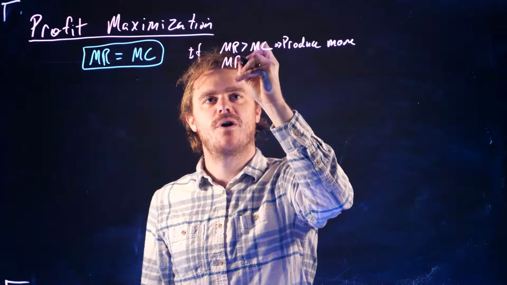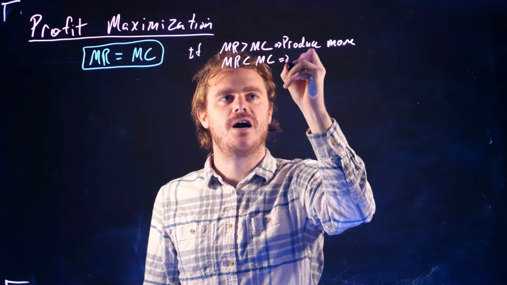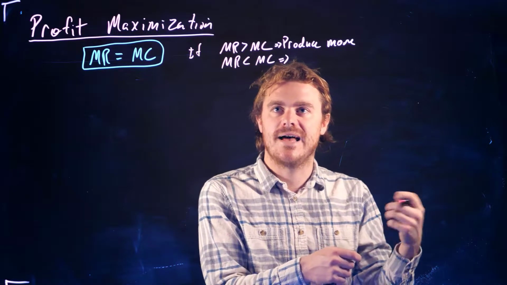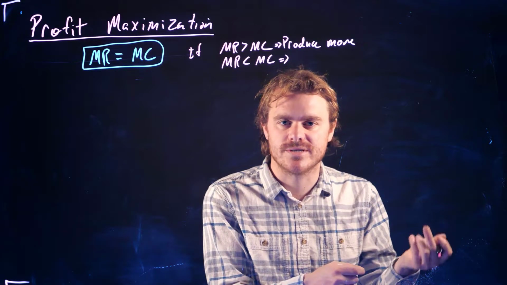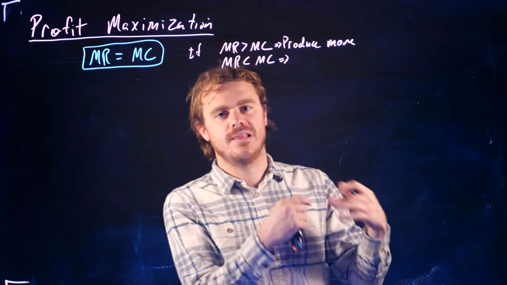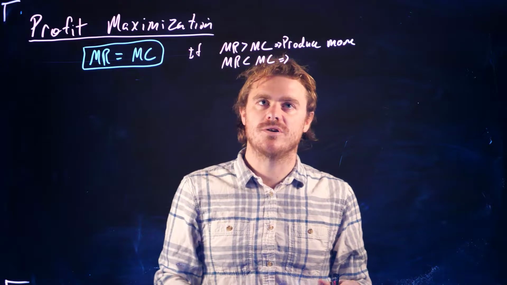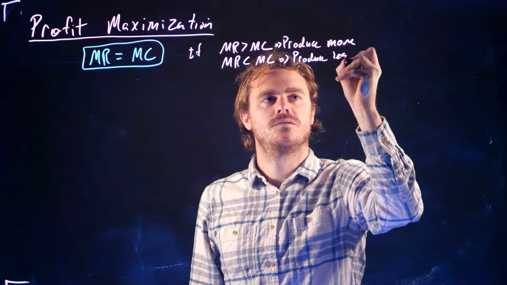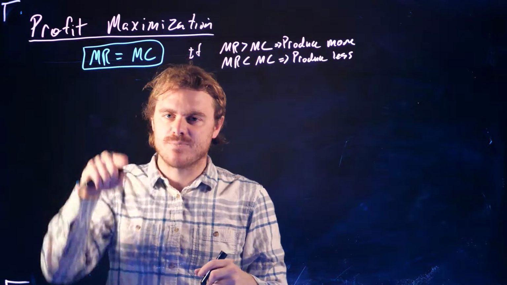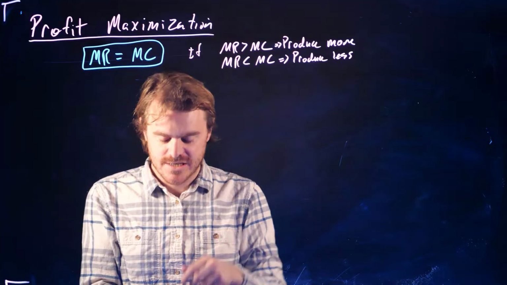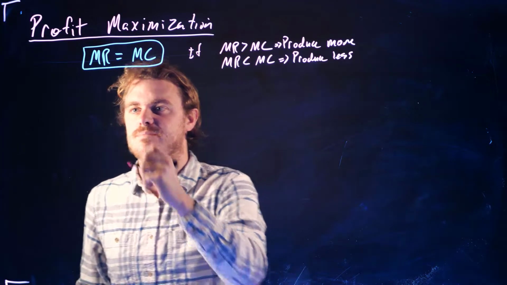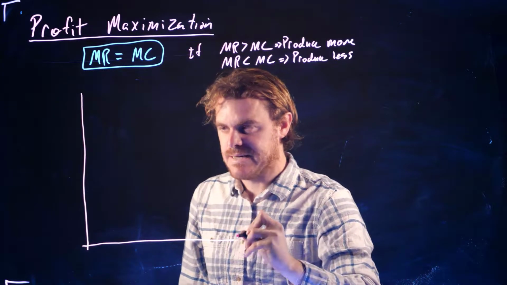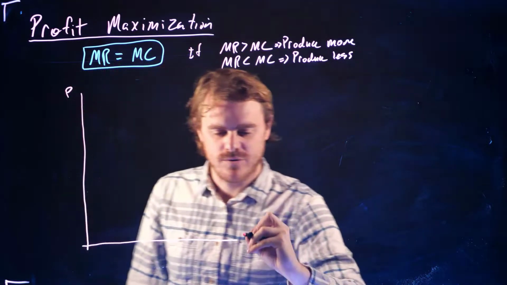On the other hand, if the marginal revenue is less than the marginal cost, that means the revenue we get from producing the next unit is less than the cost of producing it. We shouldn't produce that next unit, and we should produce less until the marginal revenue equals the marginal cost. And so this, again, is the profit maximizing criteria. It's the same idea as perfectly competitive markets. We just have a different looking demand curve and marginal revenue curve.